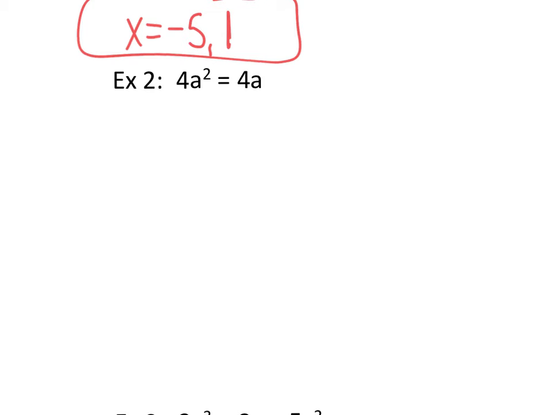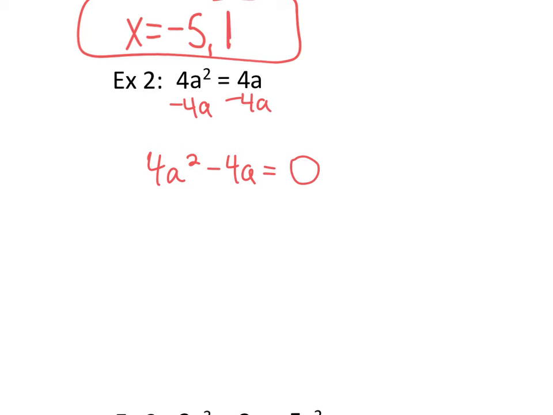So we need to do what with the 4a? Subtract it, because it's currently positive. So to move it over, I've got to subtract it. 4a squared minus 4a is 0. Raise your hand if you at least made it that far. Cool. Okay? Taught you something today.